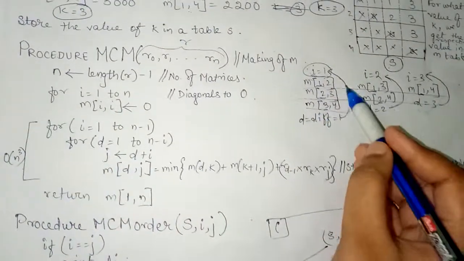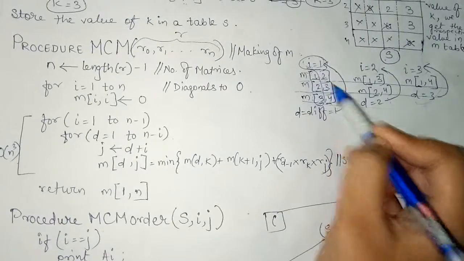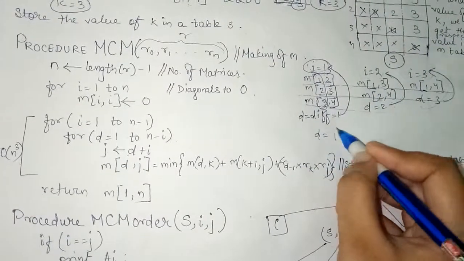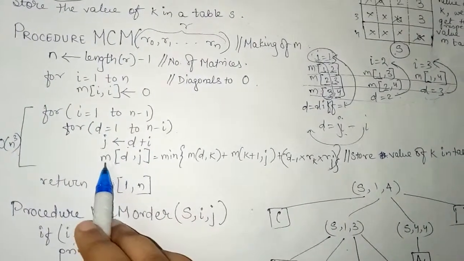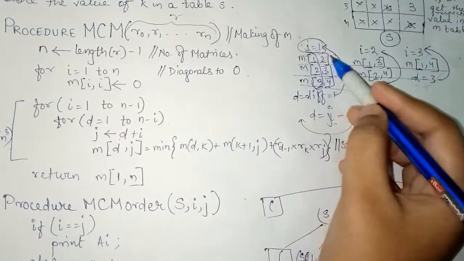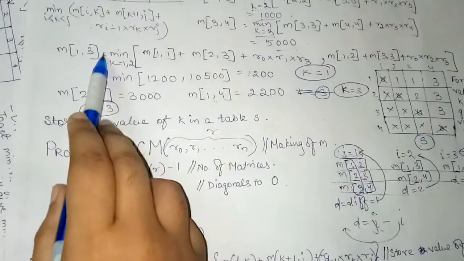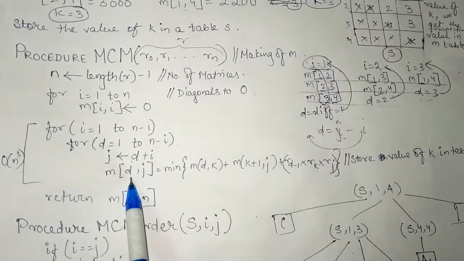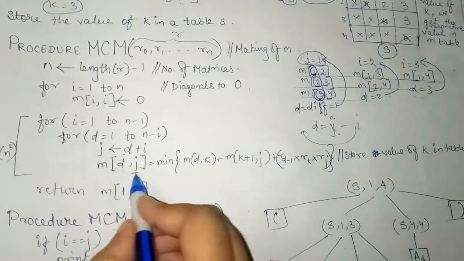And then j, we have got i, and this is j. How can we get j if we have d? d plus i is j, because d was the difference of j minus i. Taking this side, j equals d plus i, and then m of i comma j. So now this is my i and j. i comma j is whatever formula I had got earlier. This formula we have written here, substituting these values.